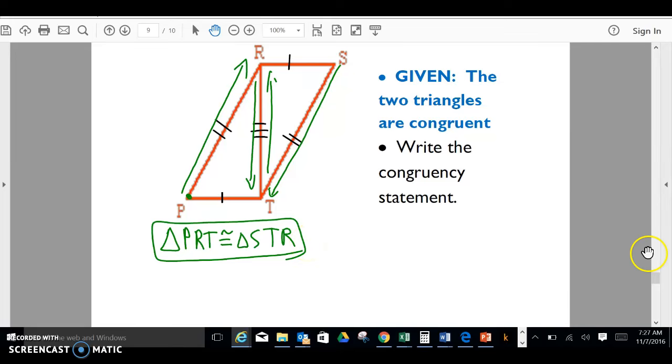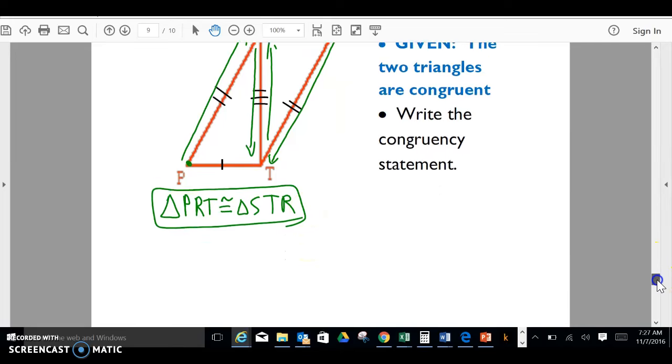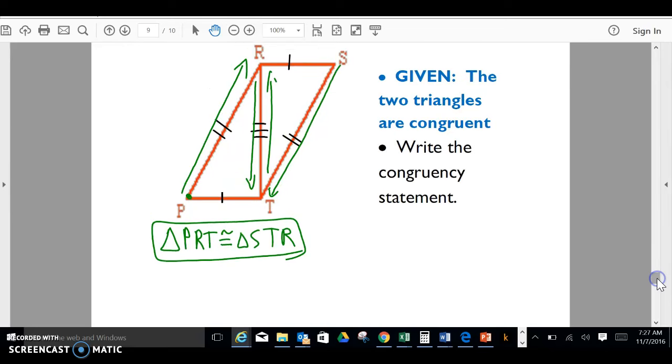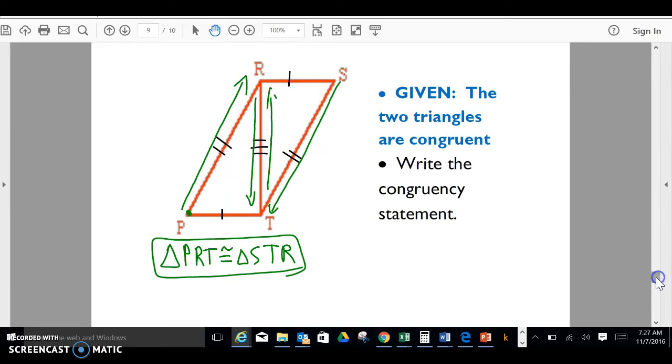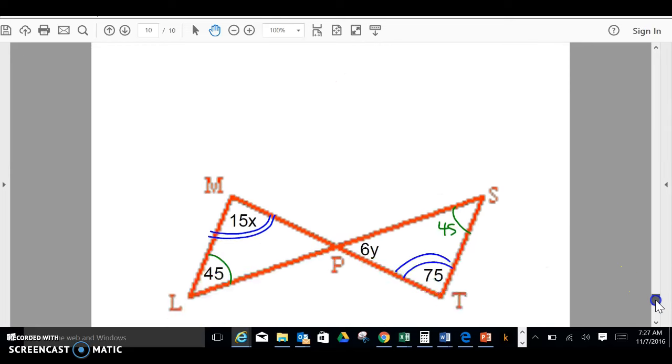And remember those letters match up before you do anything else. Remember P and S have to match up, especially when they start labeling angles. R goes with T, T goes with R. Okay, so let me move on.